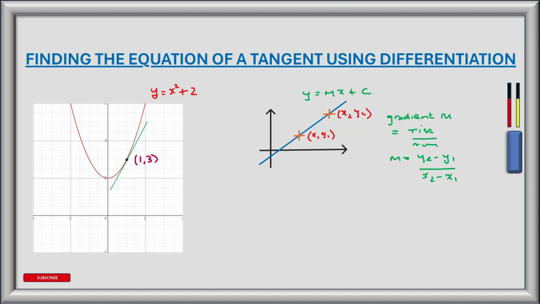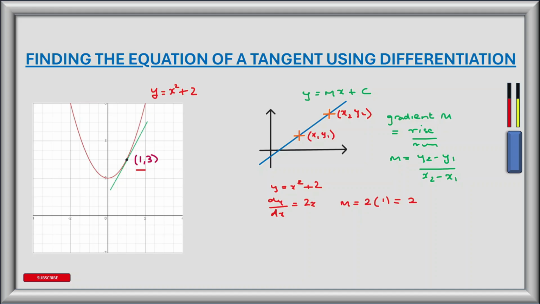In our example though, we have just one coordinate. In this case, we can use differentiation to find the gradient. So if y is equal to x squared plus 2, the derivative of y with respect to x, dy by dx, is equal to 2x. So now to find the gradient of the line, we plug in the x coordinate that we know. So in this case, the gradient m is equal to 2 multiplied by x, and x in this case is the value of 1. So it's 2 multiplied by 1. The gradient is 2. So now we have the gradient of the line.